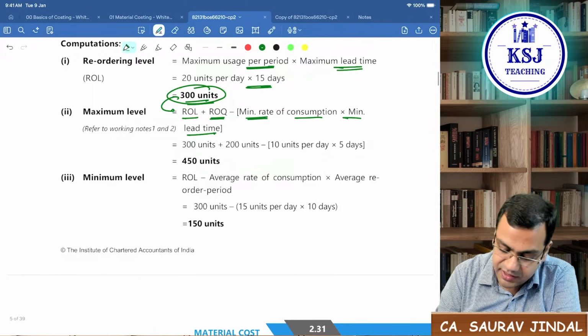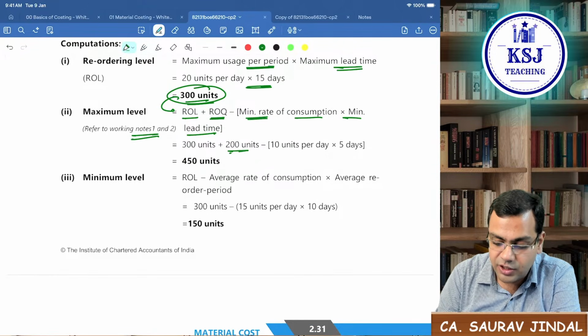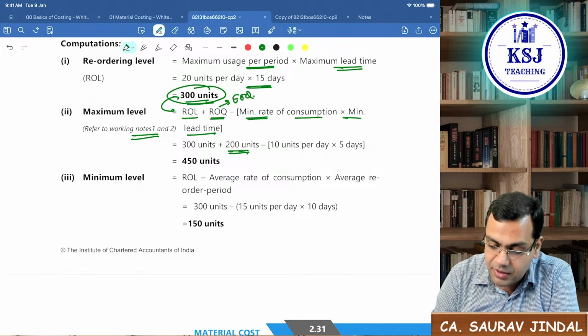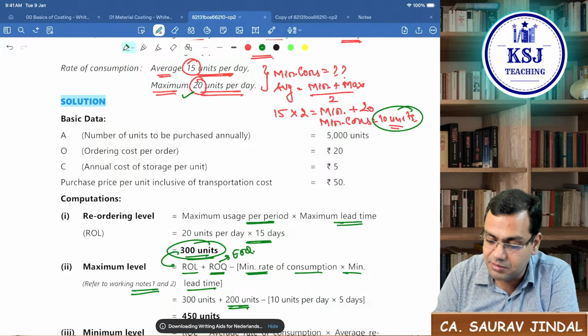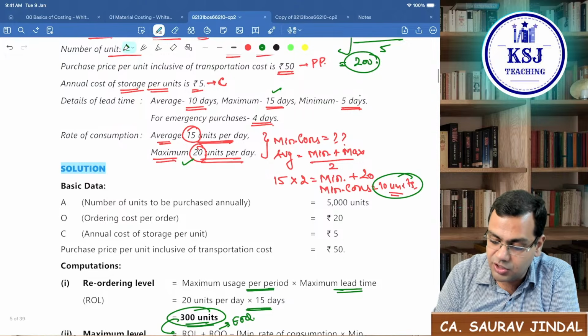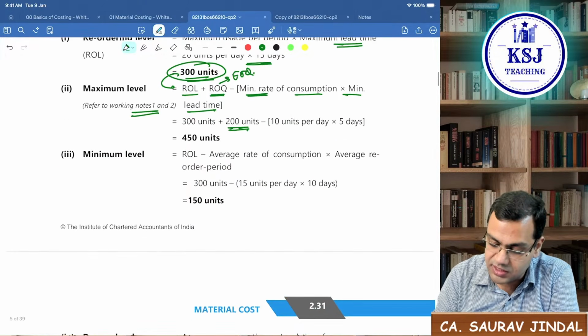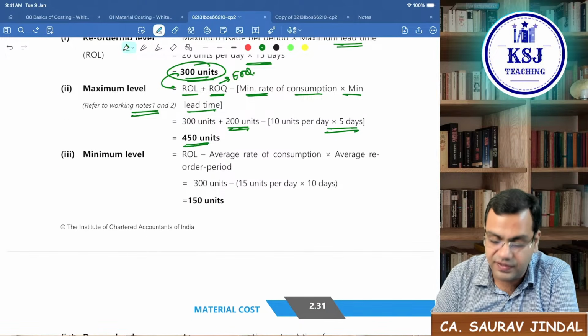That is what they have written. Refer to working notes. ROQ is 200 units. So ROQ is nothing but your EOQ. Minimum rate of consumption we have just calculated as 10 units and minimum lead time is given to you, that is 5 days. So you just have to put in 5 days, you will get 450.